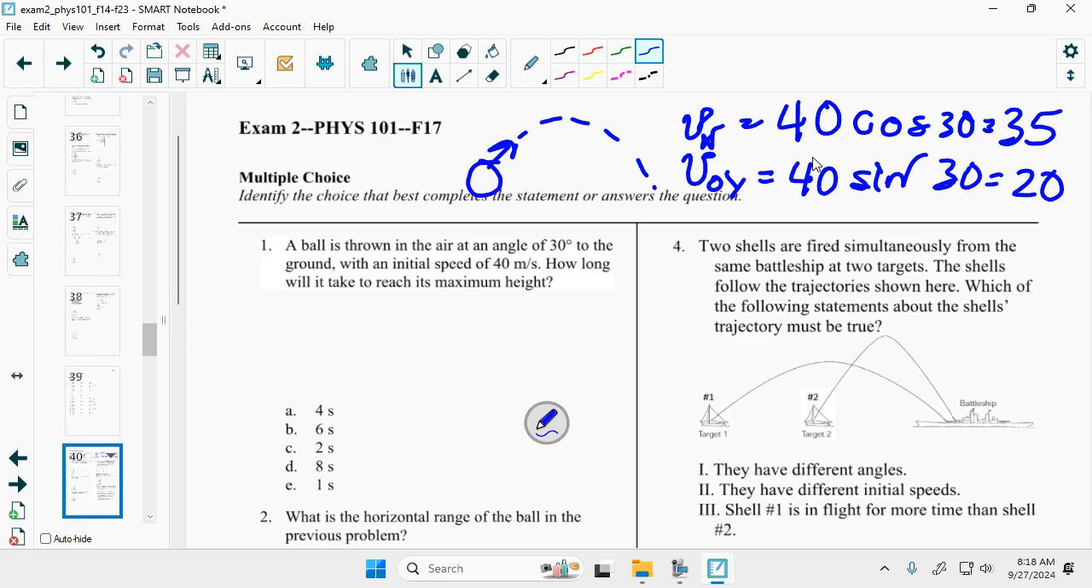To find the time, I imagine up at the top where vy is equal to 0. And I say vy at the top is equal to v naught y plus ayt. That's so messy, I'm so sorry. So that's 0 is equal to 20 minus 10 times t.